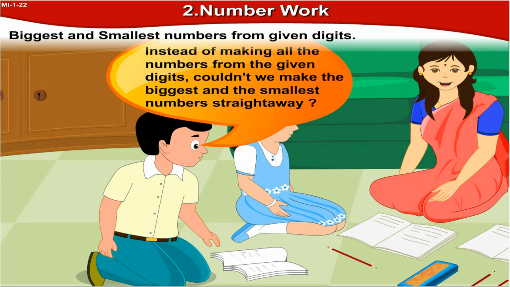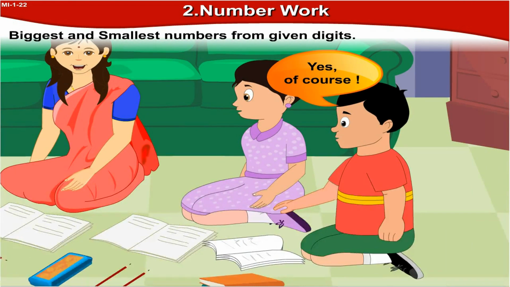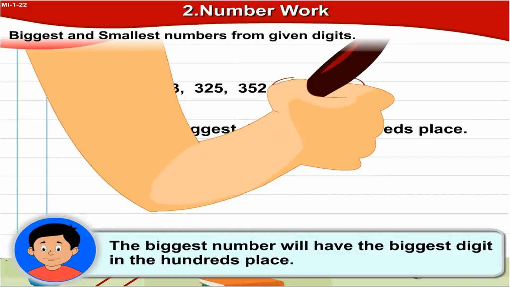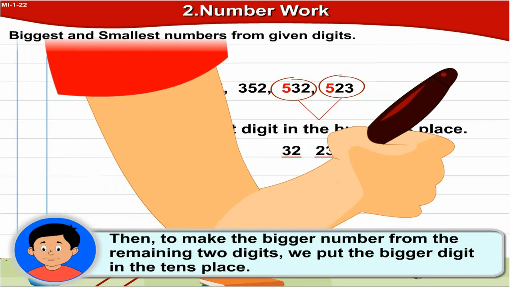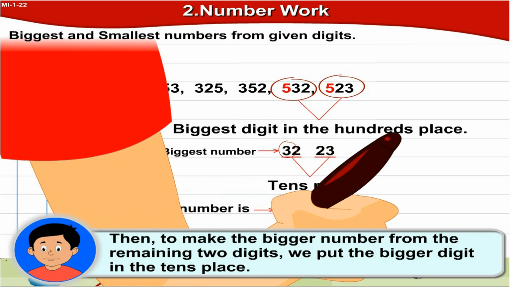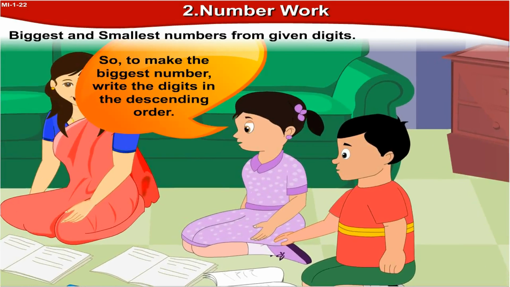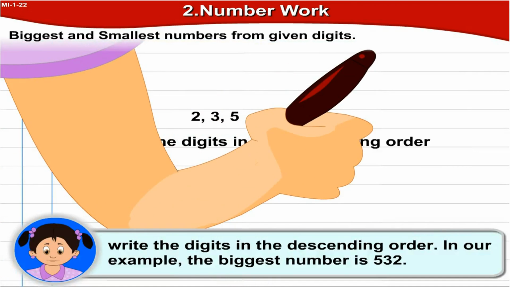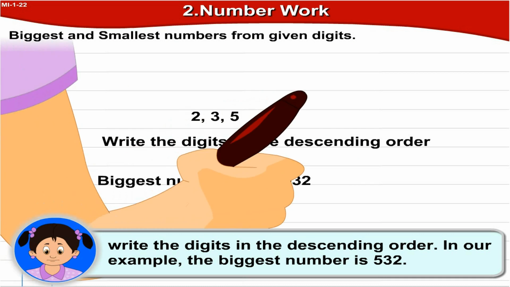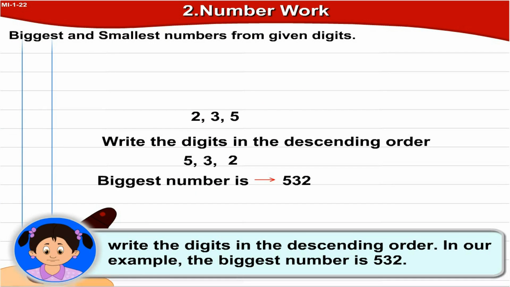Instead of making all the numbers from the given digits, wouldn't we make the biggest and the smallest number straight away? Yes, of course. The biggest number will have the biggest digit in the hundreds place. Then, to make the bigger number from the remaining two digits, we put the bigger digit in the tens place. So, to make the biggest number, write the digits in descending order. In our example, the biggest number is 532.